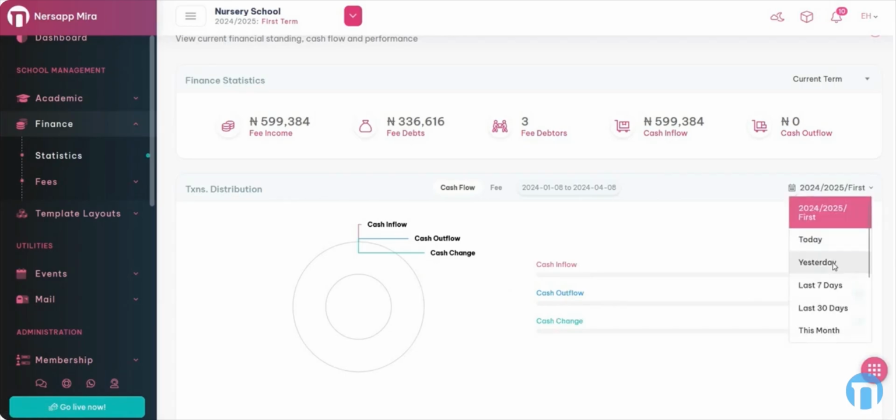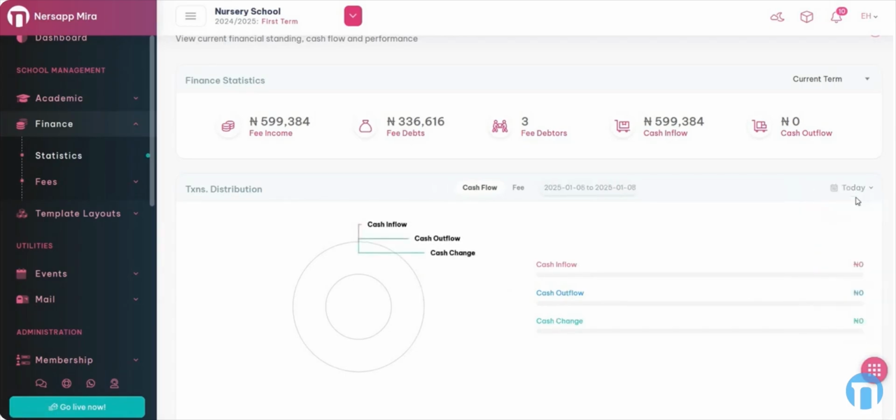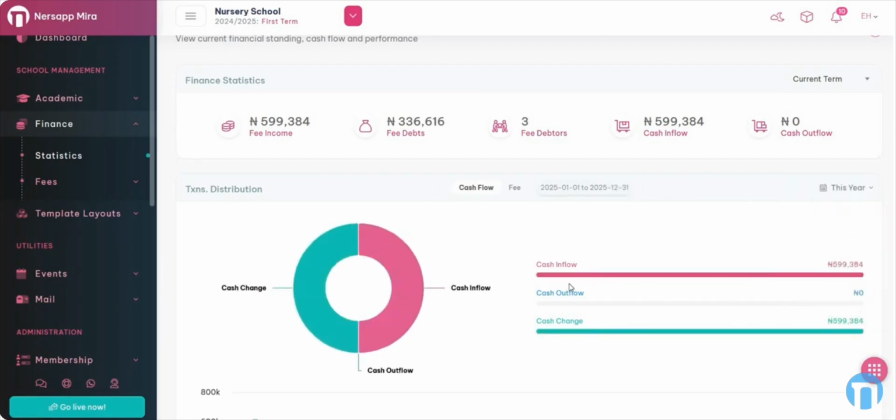We can pick for yesterday, we can pick today, we can pick for even a whole year, like this year. This year, as you can see, this is the cash flow that took place within this term. We have the cash flow, what came in, what went out, the change, that is the difference.